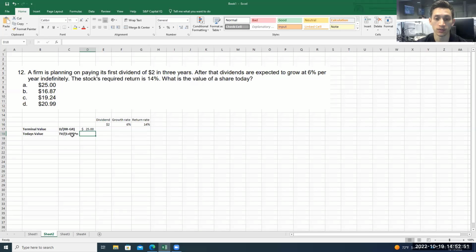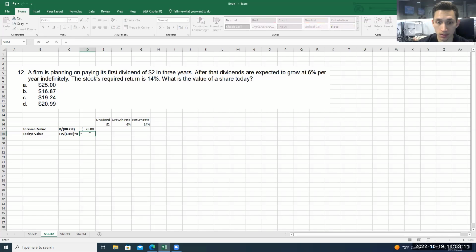Makes sense, because then we have to reverse. Yeah, I've got to bring it back to today. So it did return us a value of 25 for our terminal value. Now that we have 25, plug that into our other formula for today's value. It's going to return us the value of the shares today.